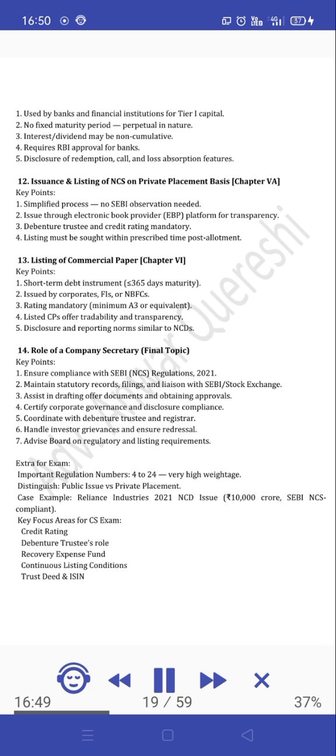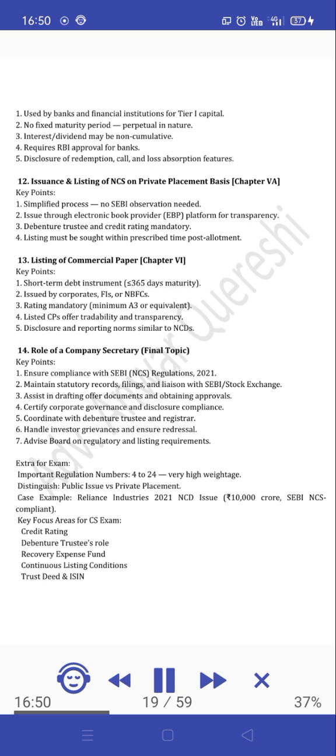14. Role of a company secretary. Final topic. Key points. 1. Ensure compliance with SEBI NCS Regulations, 2021. 2. Maintain statutory records, filings, and liaison with SEBI and Stock Exchange. 3. Assist in drafting offer documents and obtaining approvals. 4. Certify corporate governance and disclosure compliance. 5. Coordinate with debenture trustee and registrar. 6. Handle investor grievances and ensure redressal. 7. Advise board on regulatory and listing requirements.